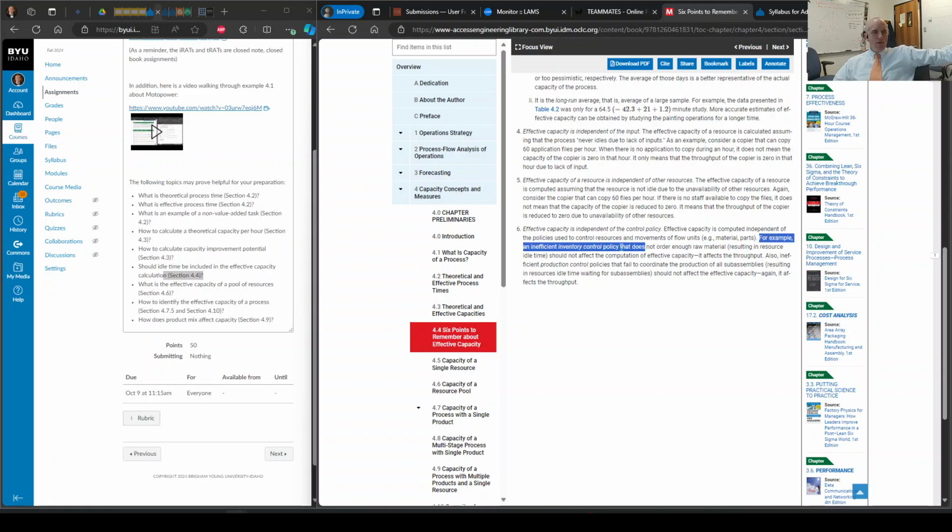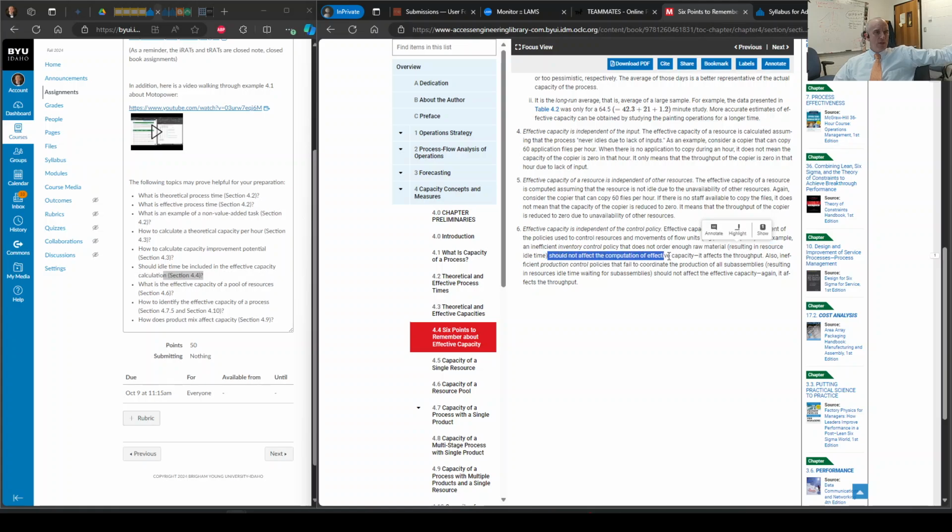It's not intended to be too buried here in the textbook. And I think this point is mentioned multiple times in the chapter, not just in this spot, but in this particular spot, it's saying an inefficient inventory control policy that does not order enough raw material, which results in the resource being idle. So if we don't have any parts to run the machine, it's going to result in idle time.